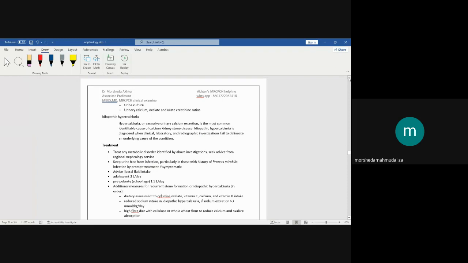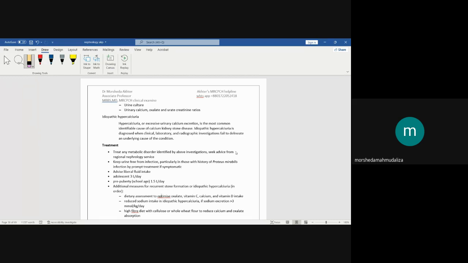You have to diagnose it. First you will confirm your diagnosis by X-ray or ultrasound, but then you have to go for the urinary calcium creatinine ratio. Just these questions came several times. The calcium creatinine ratio would be high, and there could be some family history, and other than that there is no cause why the calcium creatinine ratio is high. So it is called idiopathic hypercalciuria.